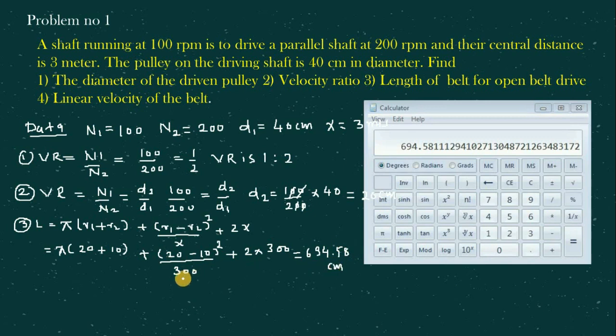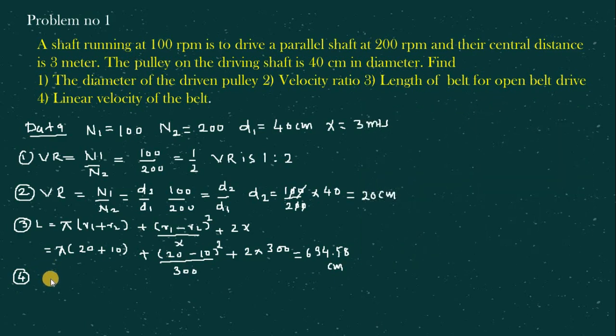You can convert this into meters also by dividing it by 100. Okay. Let's try to calculate the linear velocity. Linear velocity is nothing but pi d1 into n1, which is equal to pi multiplied by 40 centimeters. I am going to convert it into meters, so I am going to divide it by 100, and n1 is 100. Let's calculate this.